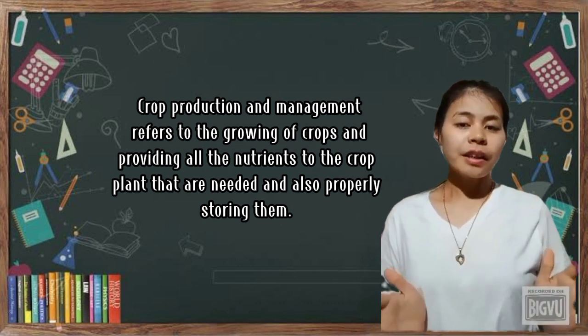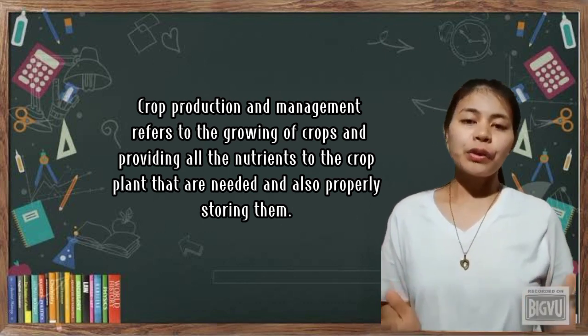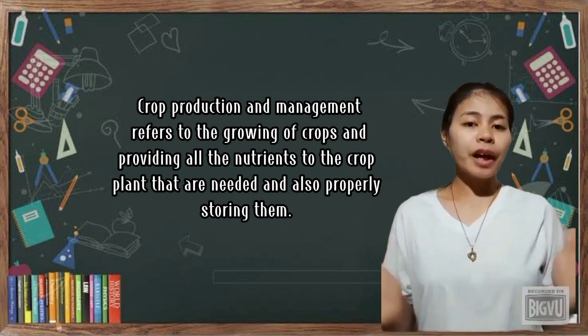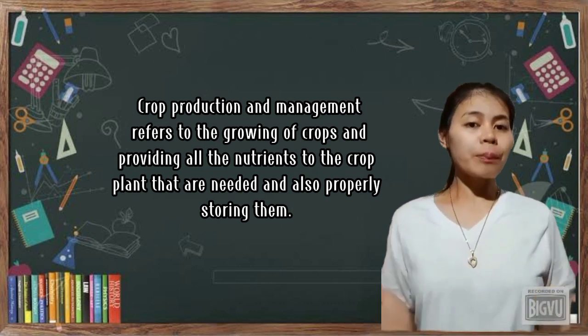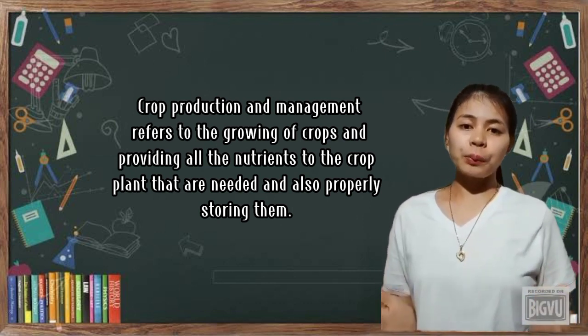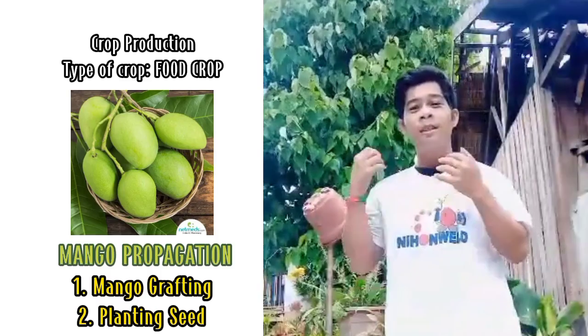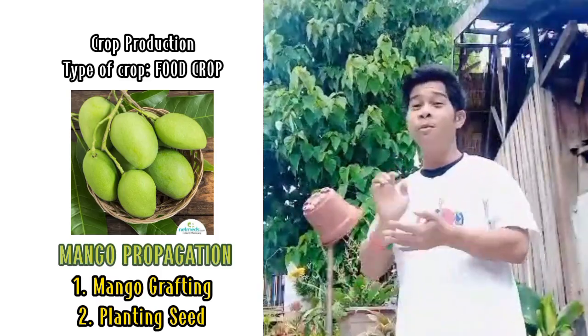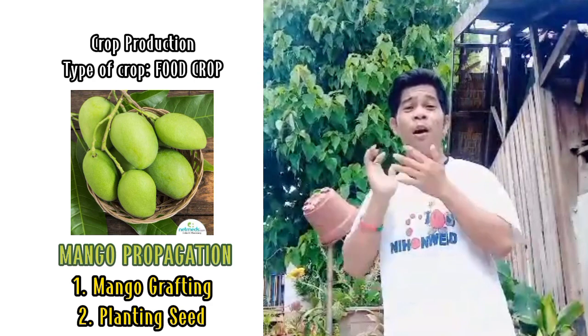Crop production and management refers to the growing of crops and providing all the nutrients to the crop plant that are needed, and also properly storing them. In this video we are going to demonstrate how to grow a food crop, the mango tree. Let's go!